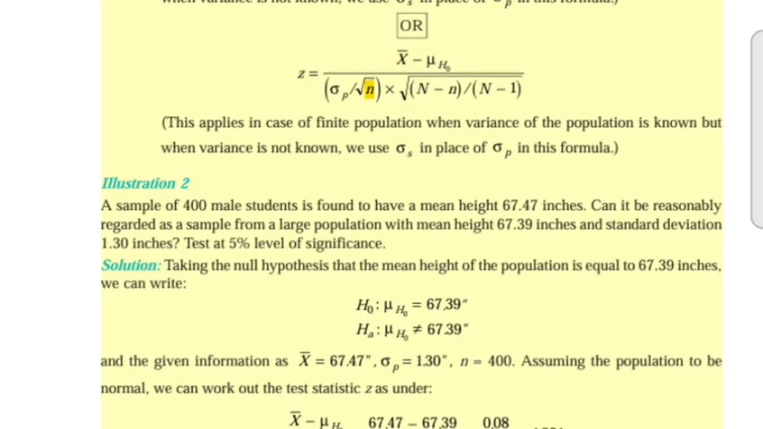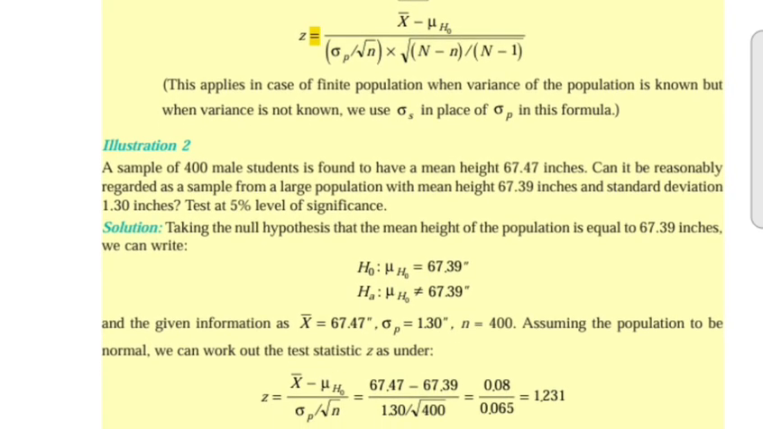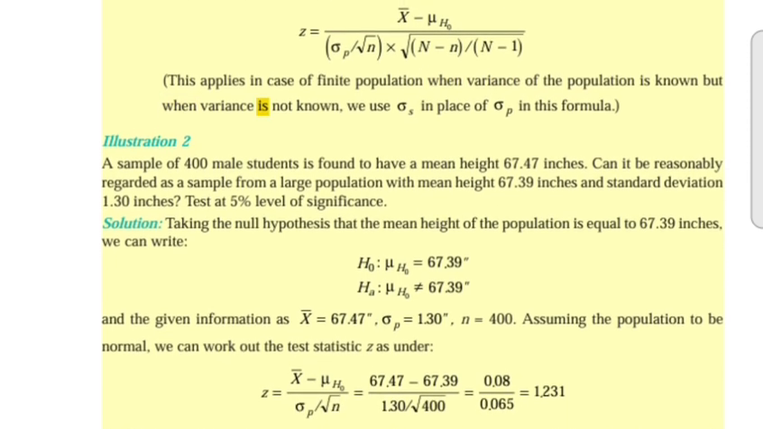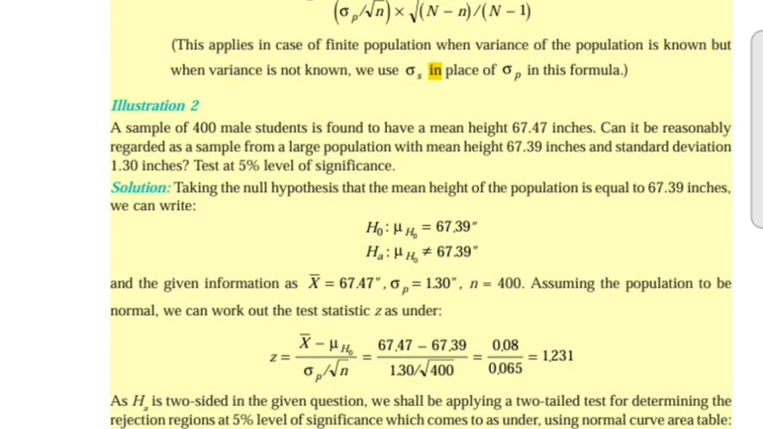Or Z = (x-bar minus mu_H0) divided by sigma_p over root n times the finite population correction factor. This applies in case of finite population when variance of the population is known, but when variance is not known, we use sigma_s in place of sigma_p in this formula.